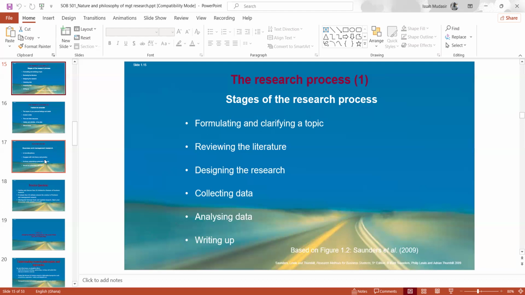If at any point in time there is a disconnect in any of the joints, that is where your research will have a problem. So each stage is very critical, and we should work as researchers to ensure that everything is done well.